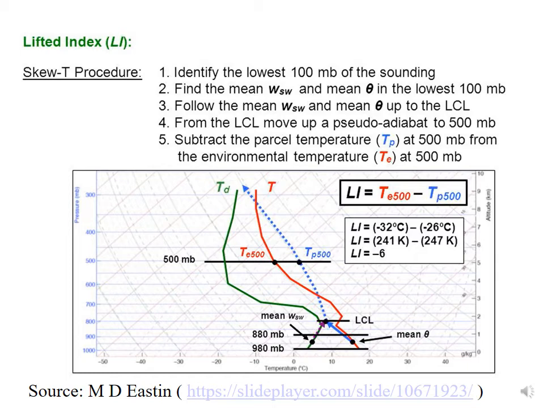So for this particular example, the temperature of the environment is minus 32 degrees C at 50 kilopascals. The temperature of the air parcel is minus 26. So minus 32 minus minus 26 gives you a lifted index of minus 6, which means that that air parcel is positively buoyant, and there's essentially a 6-degree temperature difference at that layer, which is quite a significant buoyancy.